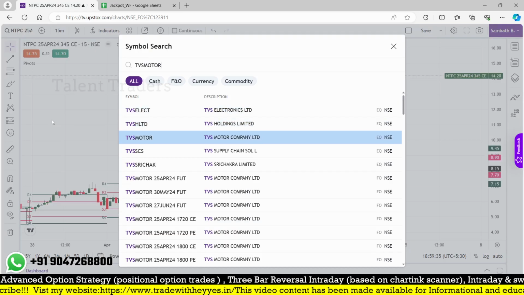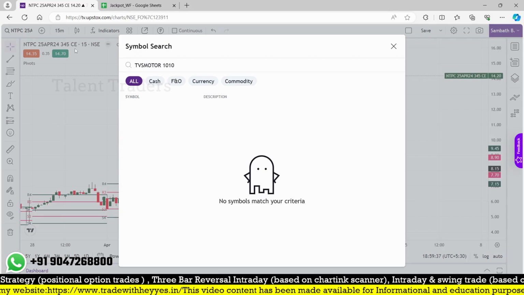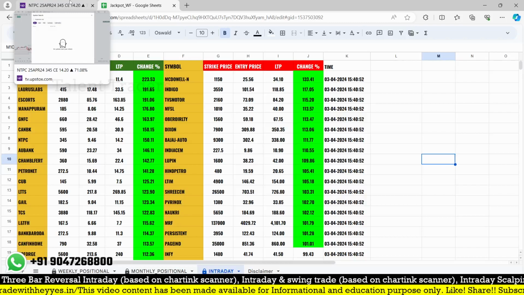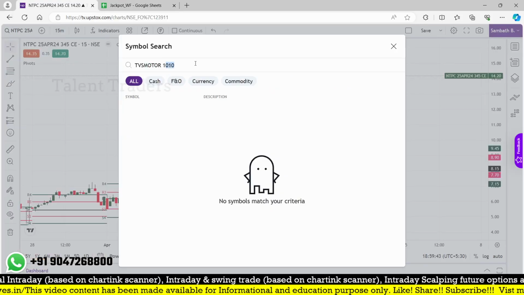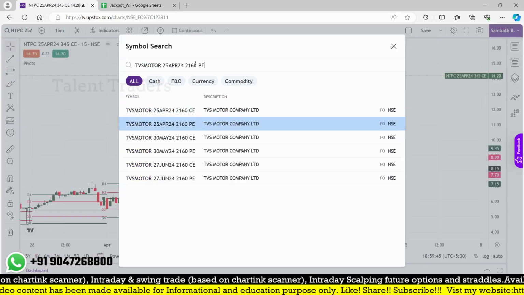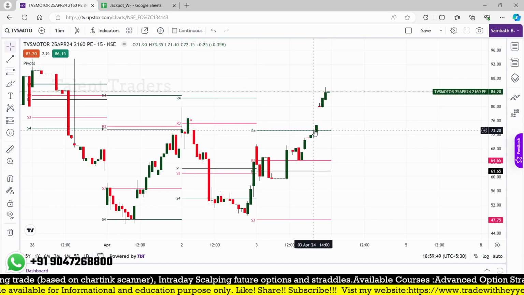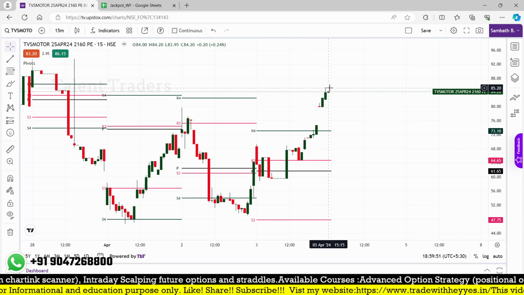TVS does that. So 2160, sorry. TVS Motor is 2160. In this case, the put side got triggered nearby 73 at 2 o'clock. After that, it moved to 82.